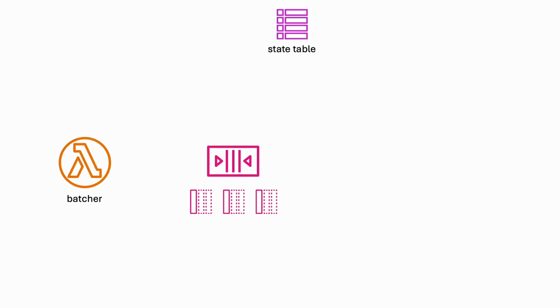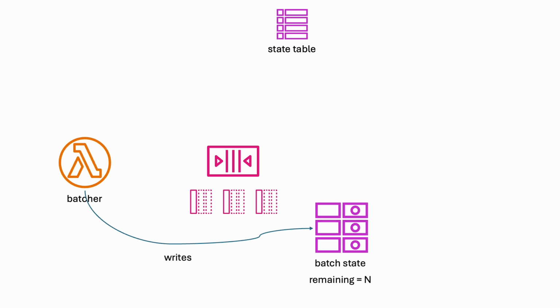So the batcher is actually responsible for writing this initial batch state item. So if it knows that it has tossed 1,000 items to be processed, then it writes this batch state item to the DynamoDB table at the very beginning of the process saying there's 1,000 items to be processed. So then as each processor goes through and processes an item, it just decrements that count by 1.